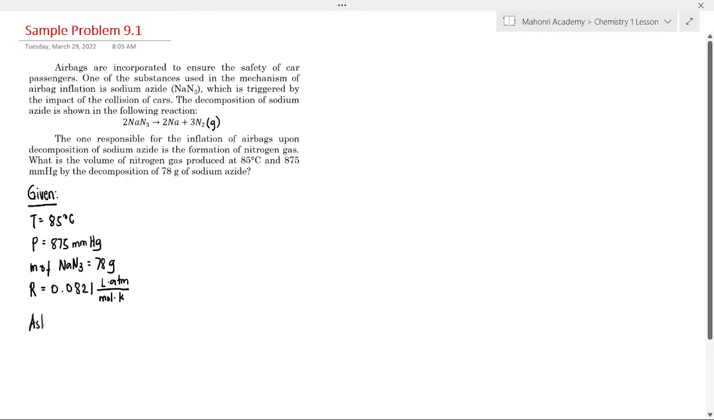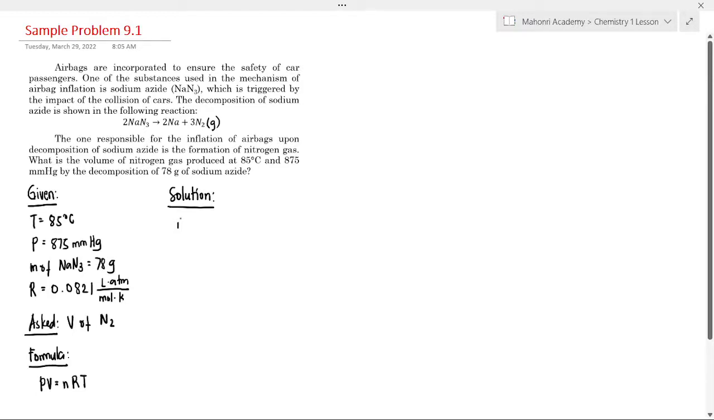So what it's asking is basically the volume of N2. We are given a certain amount of reactant, which here is sodium azide, and what we are looking for is from the grams of our reactant to the volume of a product. In order for us to do that, we have to apply not only stoichiometry but also the ideal gas law. So our formula would have to include the ideal gas law, which is PV equals nRT. So let's go ahead and solve this problem.